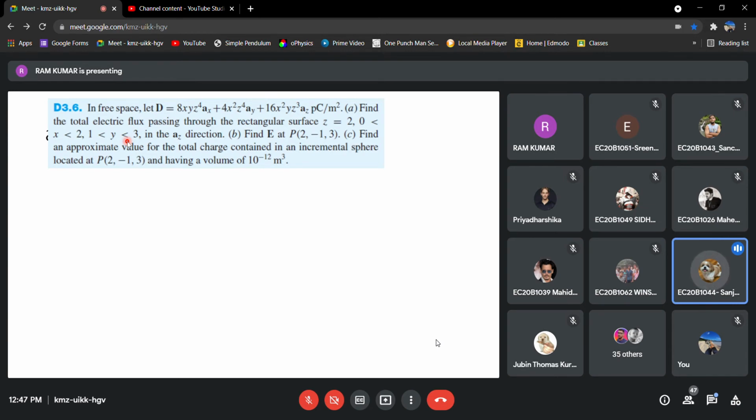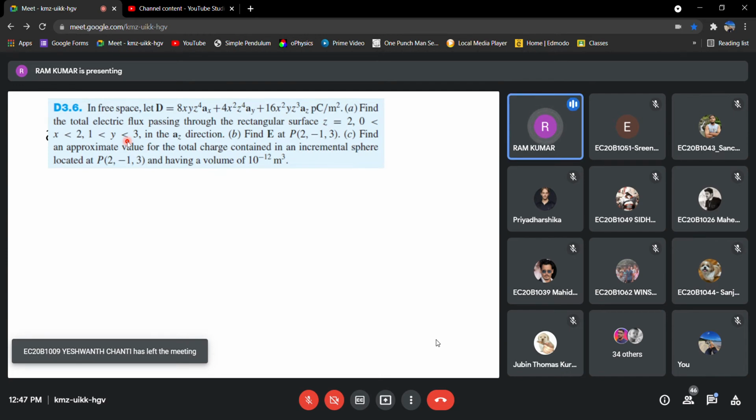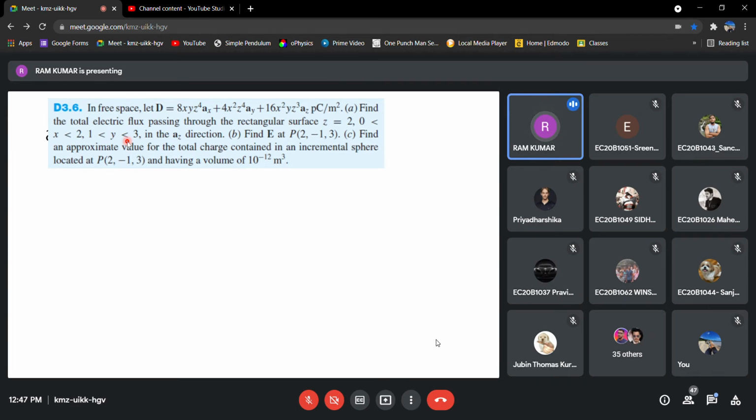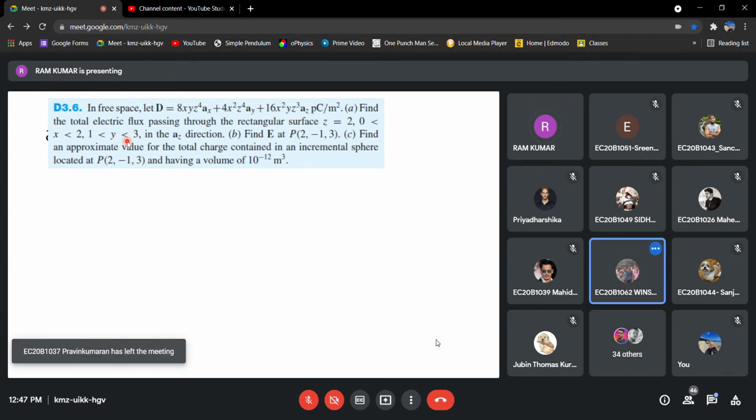Sir, D is equal to psi by A. What is psi? Electric flux, sir. We don't know the electric flux here, right? Yeah, that's what we are going to find. Very good, that also you can apply: D is equal to psi by A, so psi is equal to area into electric flux density. Sir, but directly we can't multiply, we have to integrate. Yeah. Any other formula?